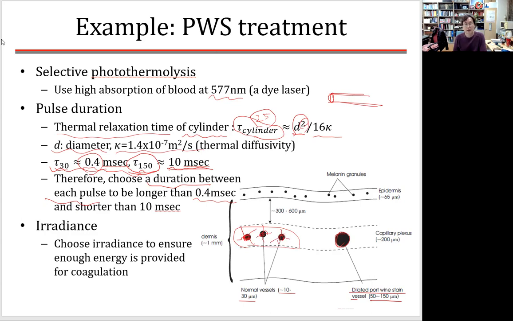and then shorter than 10 microsecond. So in that case, the heat generated in the blood will remain here, but the small blood vessel heat will be dissipated to the surrounding tissue so that this will not be damaged. So we choose the irradiance of the laser to deliver enough energy for the coagulation.